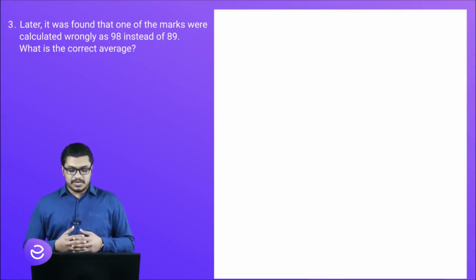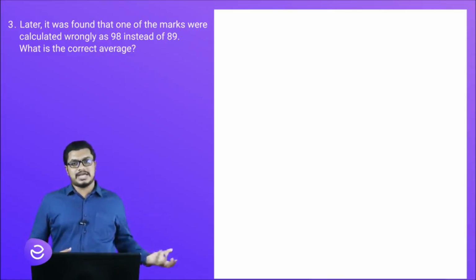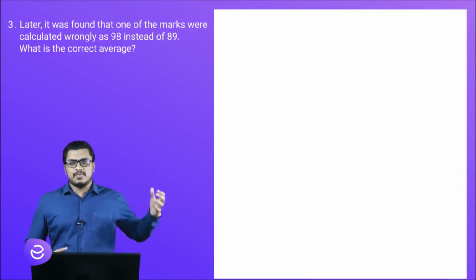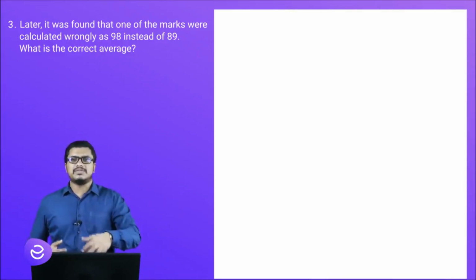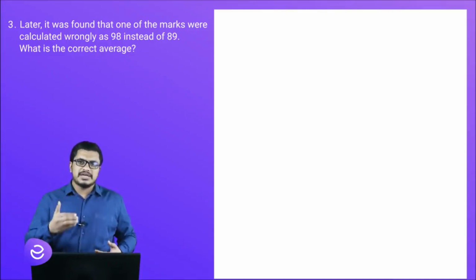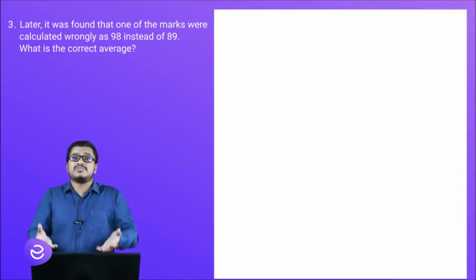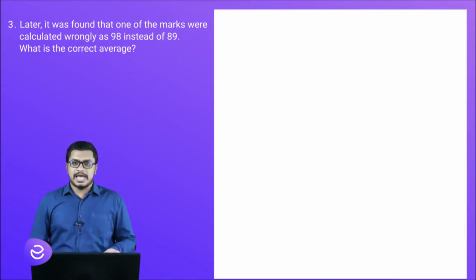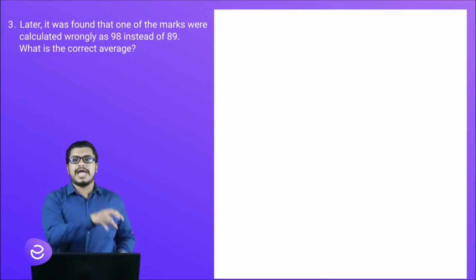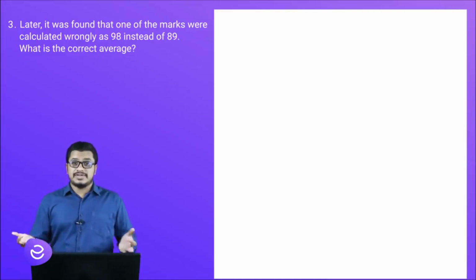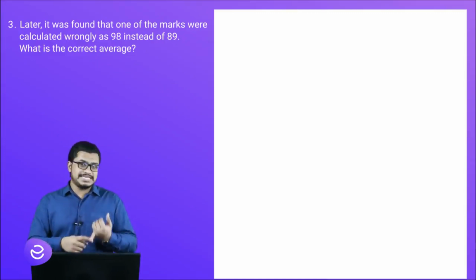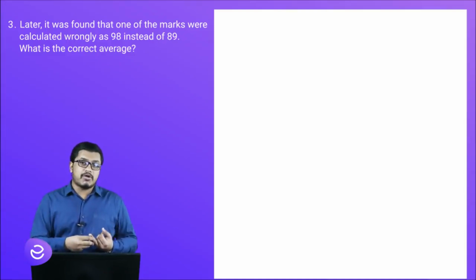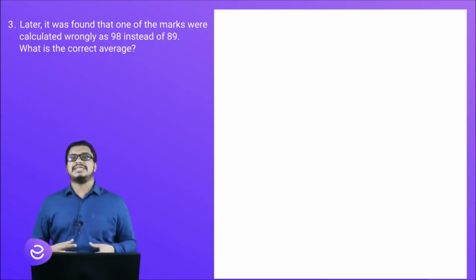So what we can do is, if we have all the other observations, we can remove the 98, input 89, then add again, divide, and find the answer. But sometimes you will not be given the observations, you will be given just the average, the wrong number and the right number. So imagine you are given just the average is 86.75. Then the wrong number was 98 and the correct number is 89.